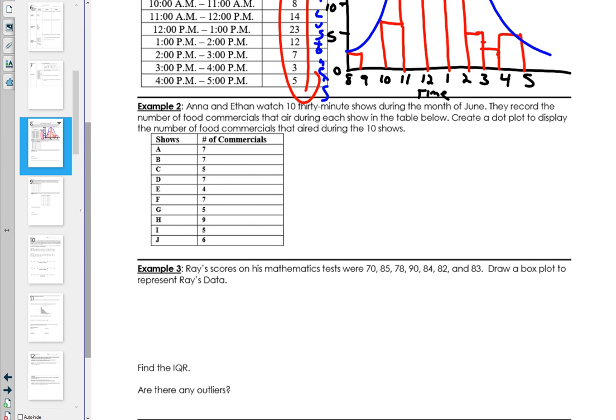Anna and Ethan watch 10 30-minute shows. During the month of June, they record the number of food commercials that air during each show on the table below. Create a dot plot with the number of food commercials that aired in the 10 shows. Which do you think is going to be the independent and which the dependent? Does the number of commercials depend on the show, or does the show depend on the number of commercials?